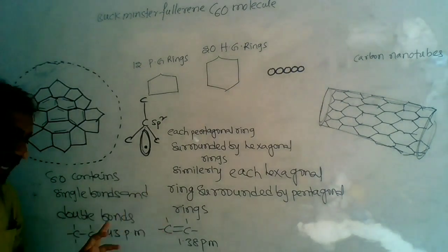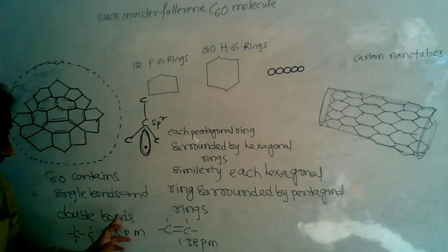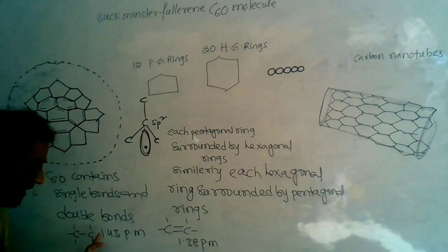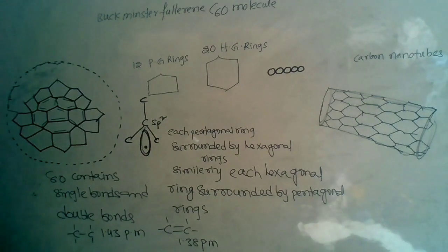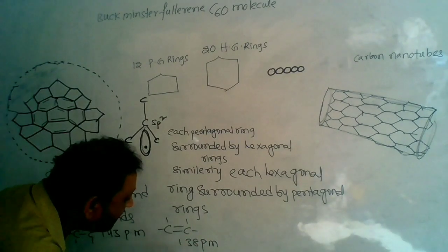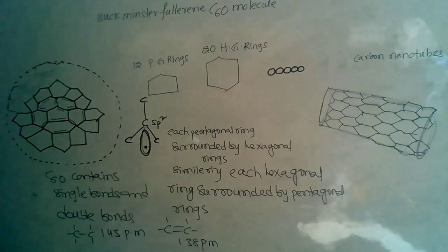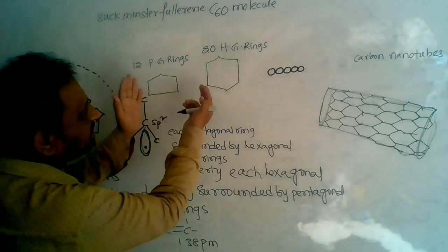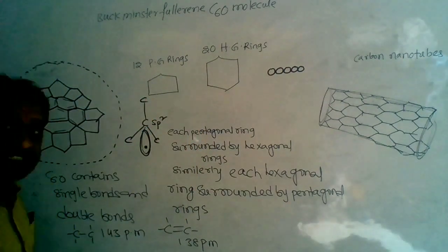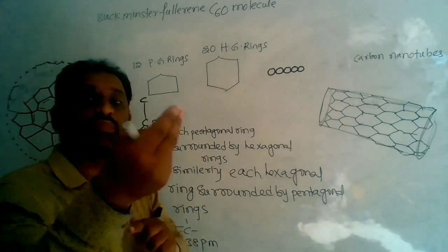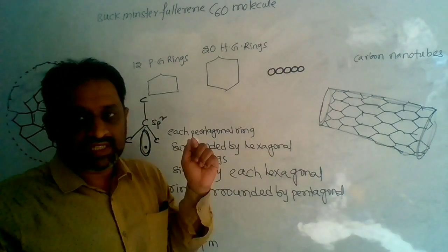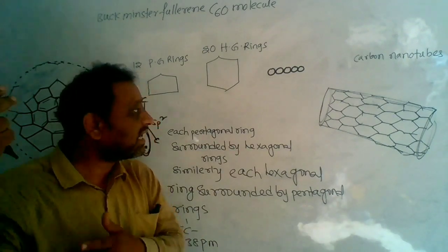C60 molecule contains carbon-carbon single bonds and carbon-carbon double bonds. Carbon-carbon single bond length is 143 picometers. Carbon-carbon double bond length is 138 picometers. Pentagonal and hexagonal faces are arranged in a soccer ball shape. The structure of C60 molecule is similar to soccer ball structure. It is a hollow sphere.